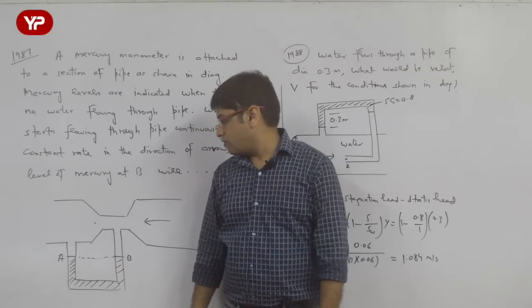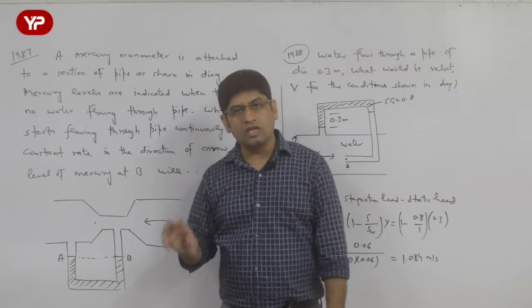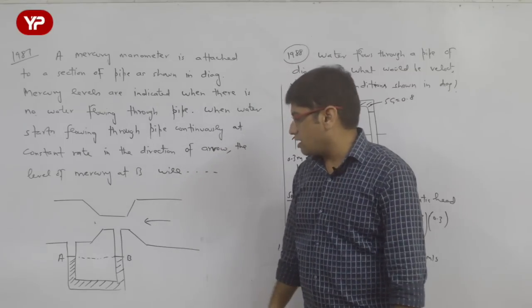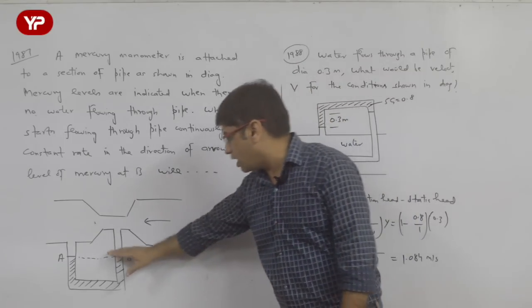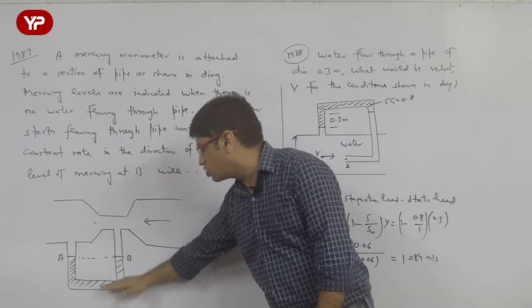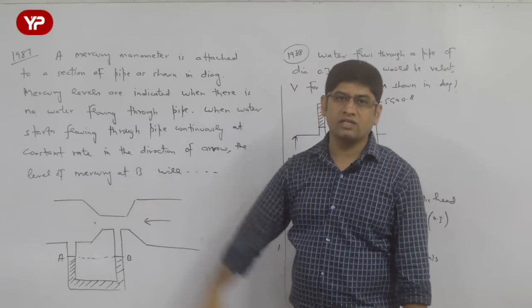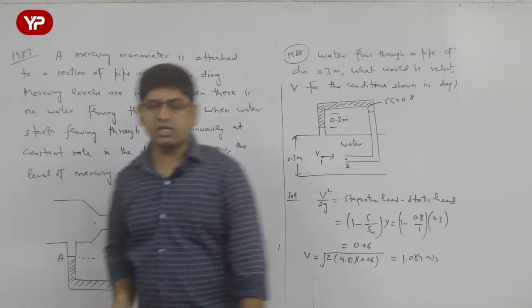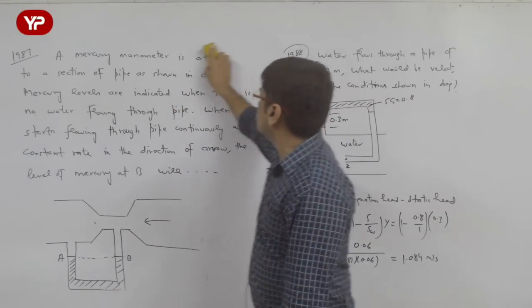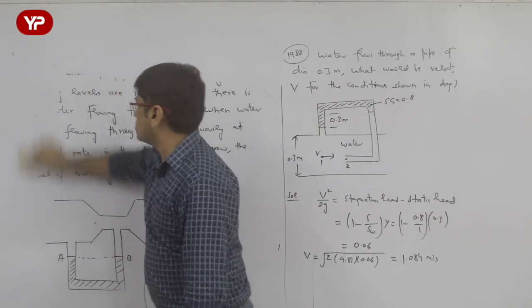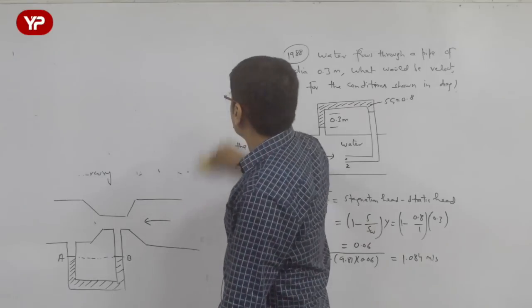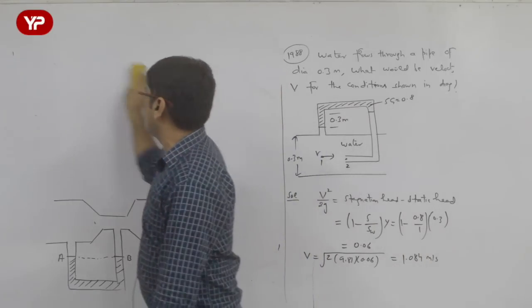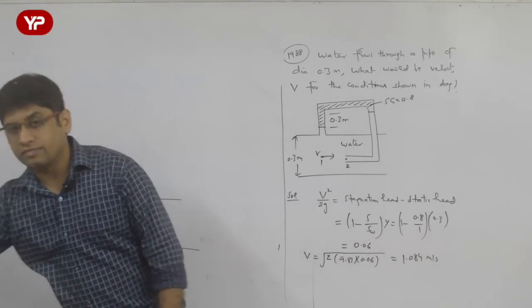But when the liquid starts flowing, he is asking us the question: what will happen to the level of B? Will it go down, go up, or remain the same? That is the question. Now this is a very simple question of Venturimeter. You must have answered this already. You must be knowing this. When the fluid starts flowing, you need to think of the continuity equation and Bernoulli equation.